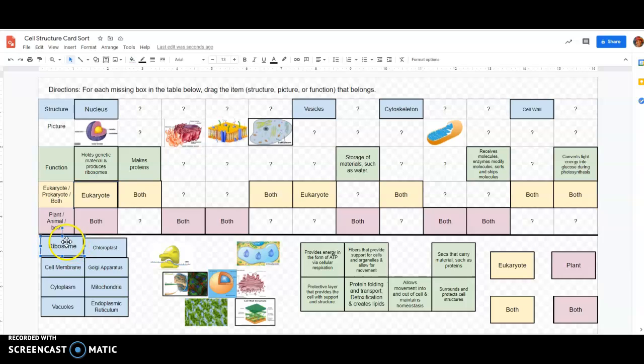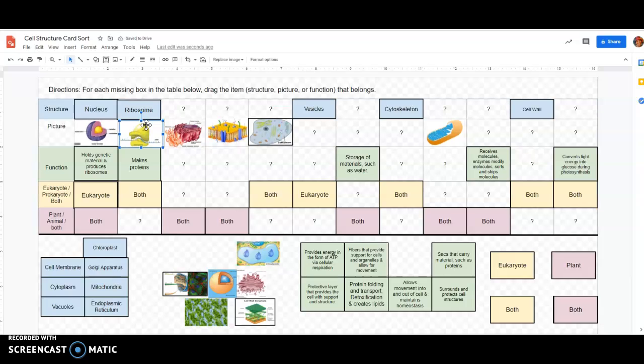So I'm going to go over here and click on ribosomes, and I'm going to drag it up to the structure row. I'm going to go ahead then and look for a picture of a ribosome. This right here is a picture of the ribosome, so I'll go ahead and drag and drop that there.